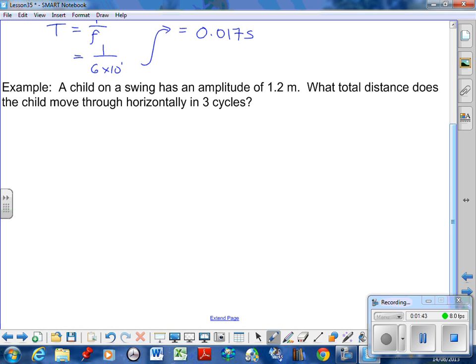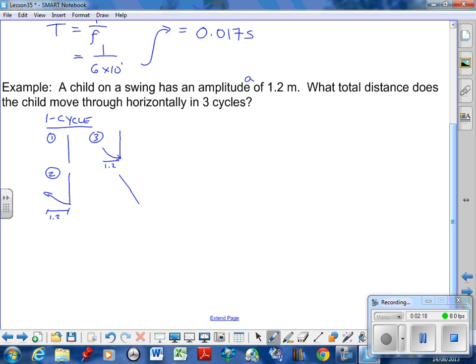All right. And the last example on this page. A child on a swing has an amplitude of 1.2 meters. So that's the amplitude. What's the total distance a child moves through horizontally in 3 cycles? So let's just do 1 cycle. And pretty much the only way to do this is by giving yourself a sketch. So you know that child starts in that location. Second one, let's say, gets pulled back. So that means they moved 1.2 back. Stage 3, they move forward. So that means they move forward 1.2.